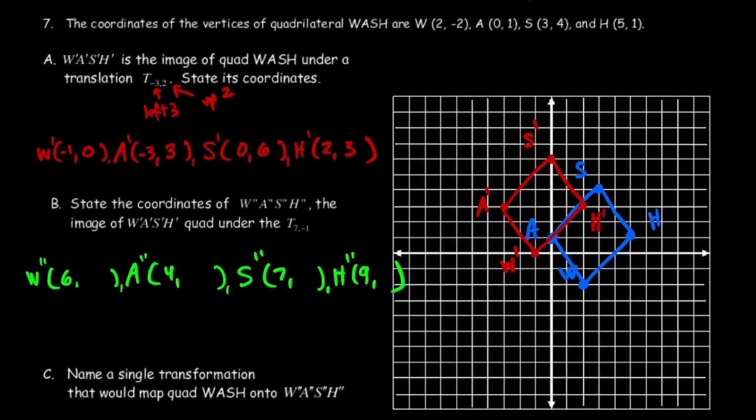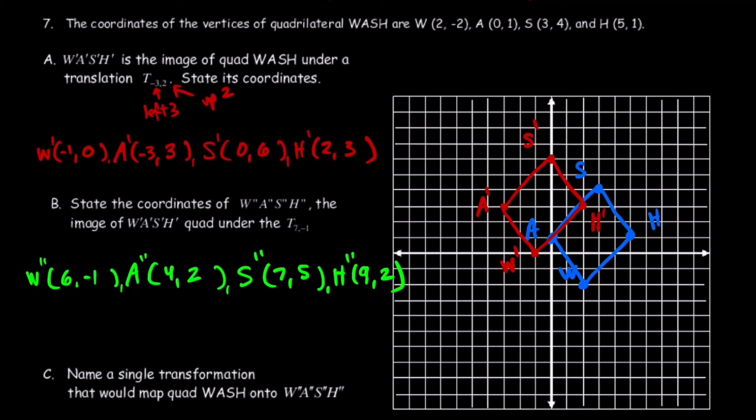Then what I need to do is take the y component, -1, and add that to all of these y coordinates. Okay, so 0 minus 1 is -1. 3 minus 1 is 2. 6 minus 1 is 5. 3 minus 1 is 2. So that goes kind of quickly.